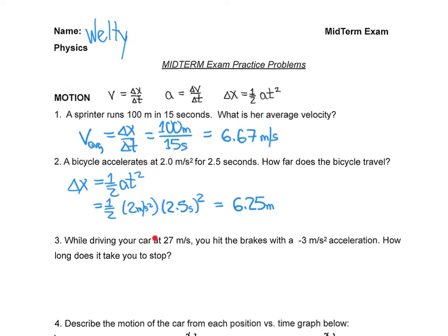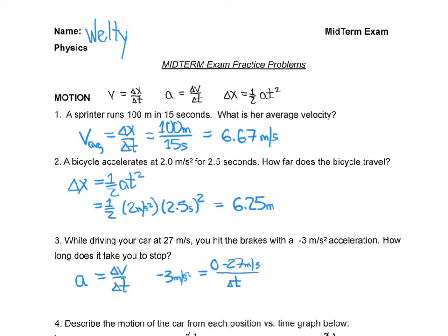All right, number three. While driving your car at 27 meters per second, you hit the brakes. So you're going to decelerate, a negative acceleration of 3 meters per second each second. How long does it take you to stop? Usually when I see acceleration, I think of the acceleration equation: acceleration is change in velocity over time. If my acceleration is -3 and my velocity goes to 0 from 27, it's final velocity minus initial. How long will that take?